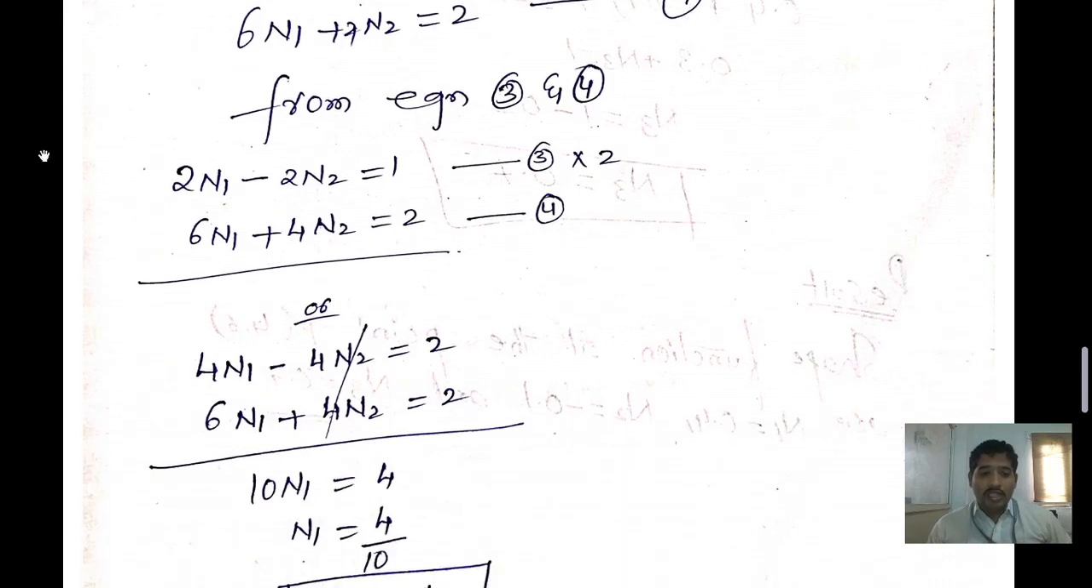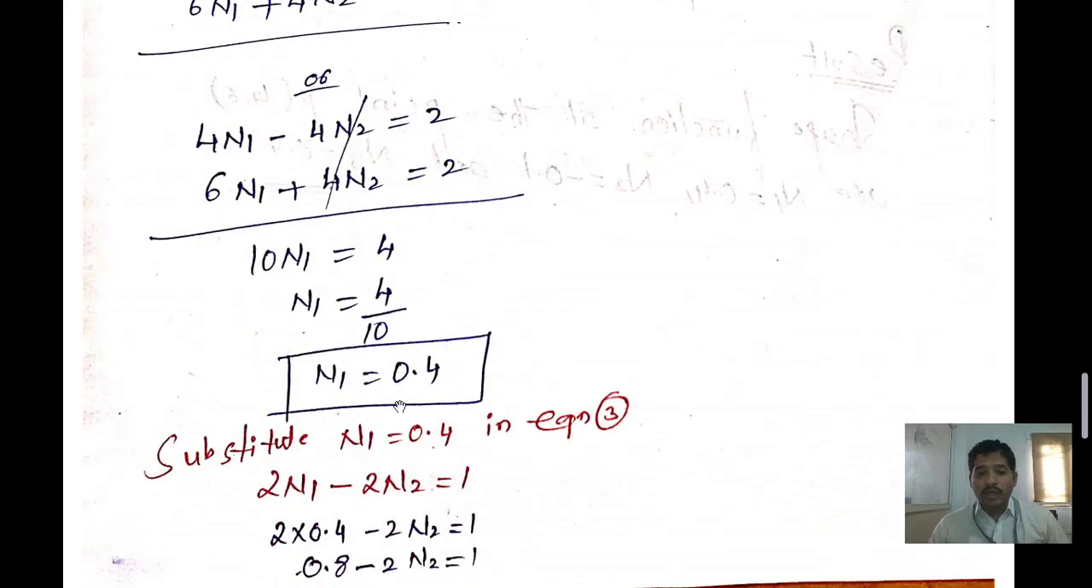In this form we can represent here: 2 2s become 4n1 minus 2 2s become 4n2 equal to 2 1s are 2. 6n1 plus 4n2 equal to 2. If you subtract this value, because plus and minus will be cancelled, the remaining is 6 plus 4 becomes 10 n1 equal to 2 plus 2 becomes 4. n1 equal to 4 by 10 becomes how much? 0.4.